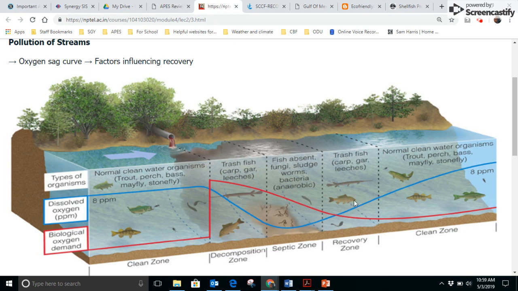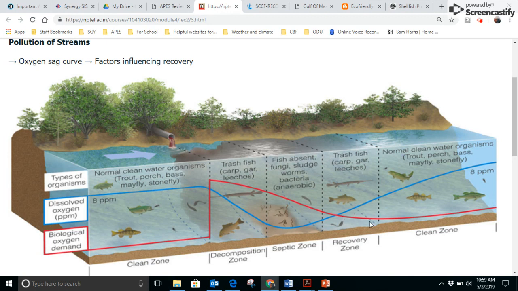And then we go a little further downstream, further away from the spill here, and we have oxygen rates starting to recover. Notice the inverse relationship here: we have a spike of biochemical oxygen demand, and as that's going on, we have a drop in dissolved oxygen. As the dissolved oxygen starts to recover, we see a drop of the BOD. So that's an important relationship.